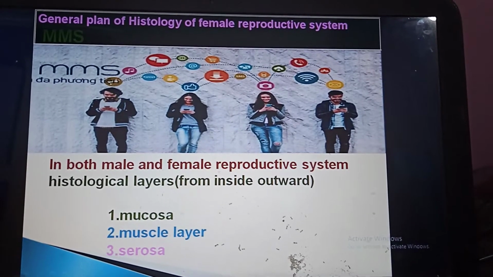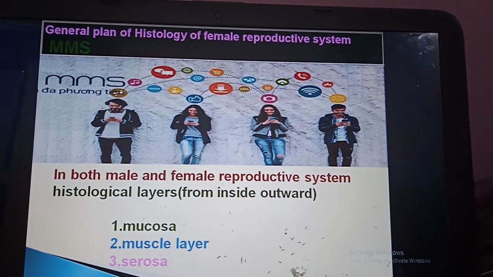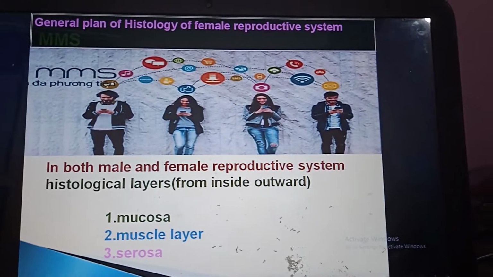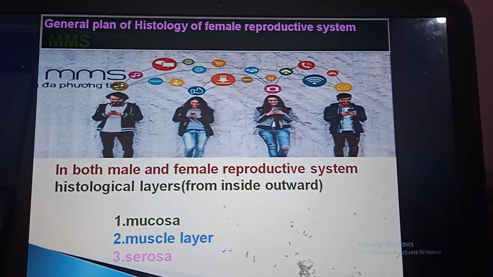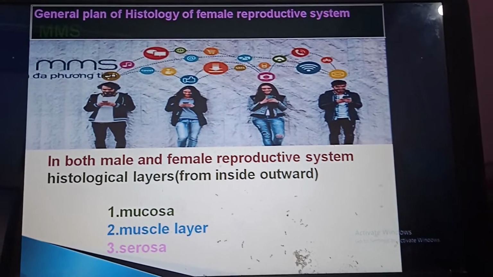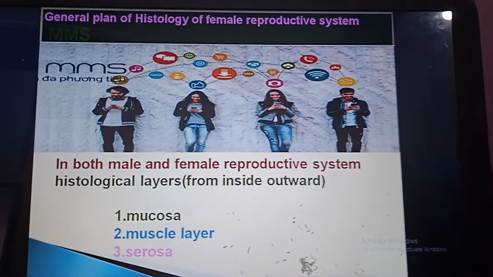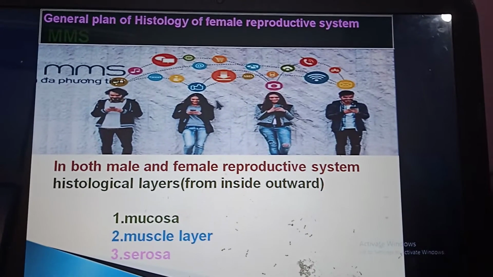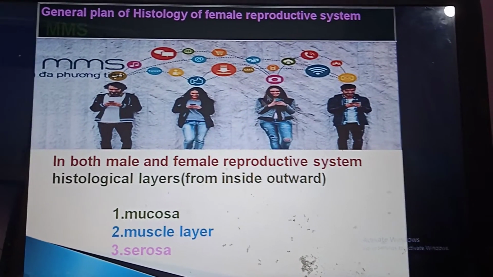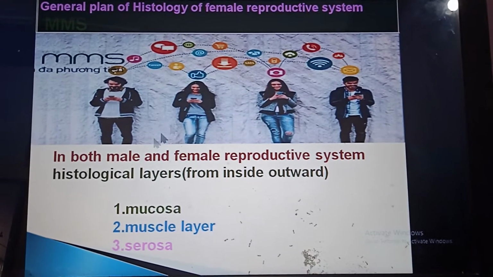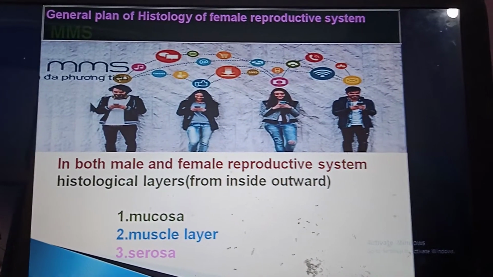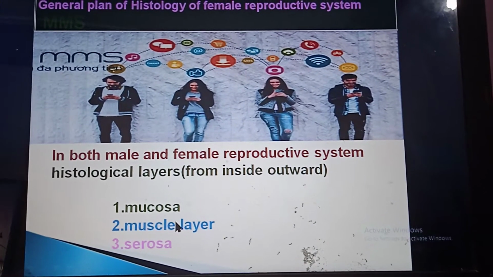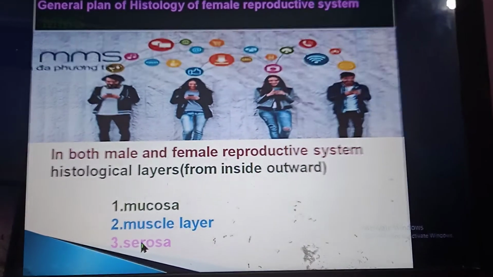Histology of uterus. The histological layers follow the same pattern as other regions of the female reproductive system, that is MMS. As we are seeing here, both genders, male and female, are indulged in the multimedia messaging system, that is MMS. So mucosa, then comes muscle layer and serosa.